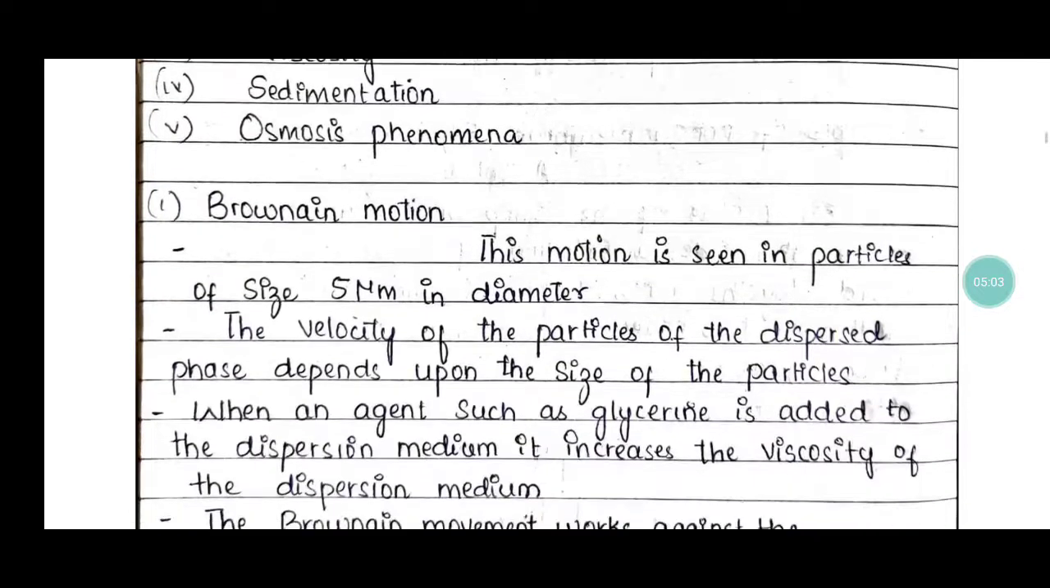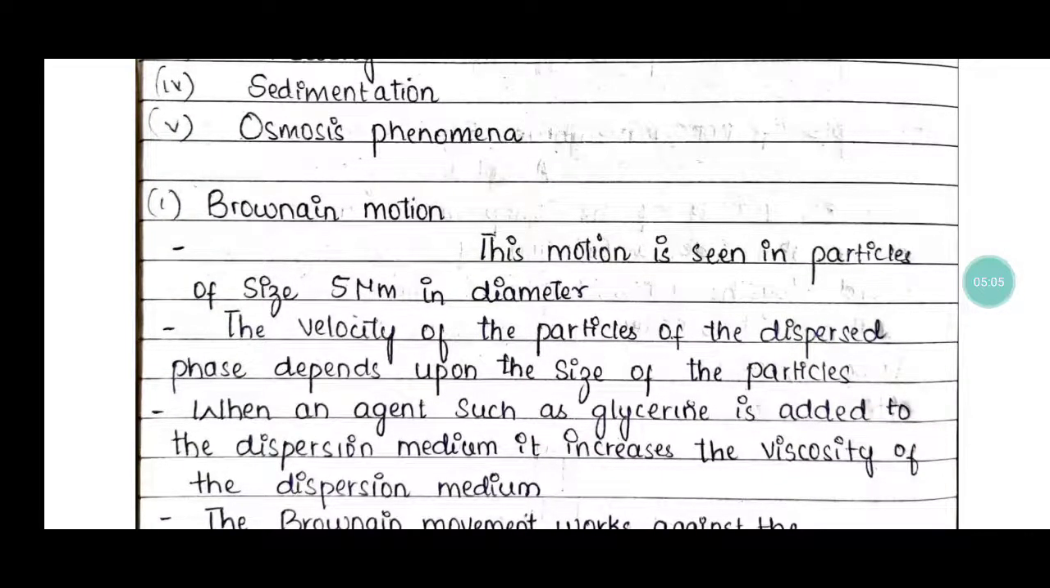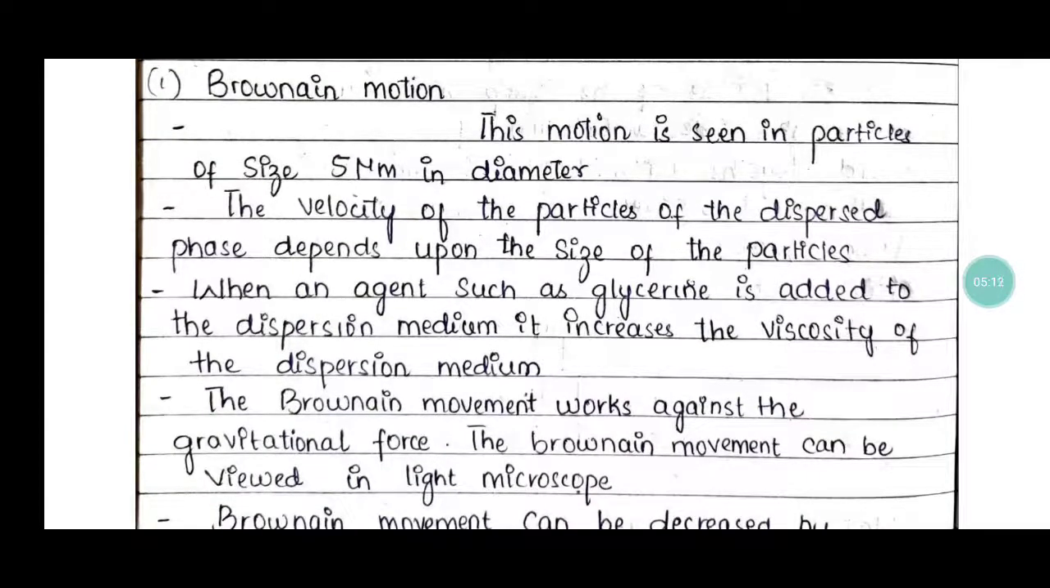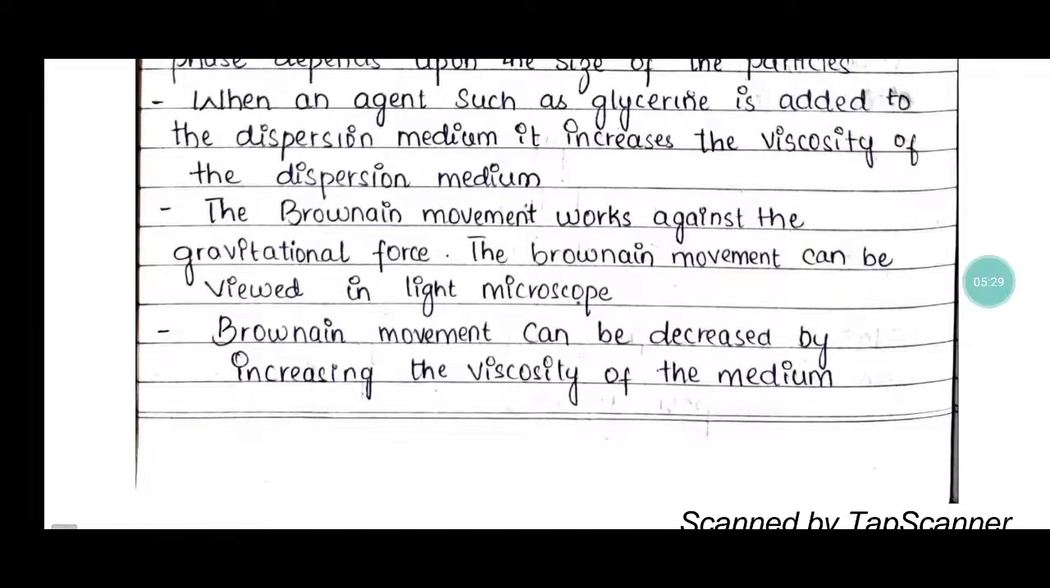This motion is seen in particles of size up to 5 micrometer in diameter. The Brownian movement works against the gravitational force, and it can be viewed in light microscopes. The velocity of the particles of the dispersed phase depends upon the size of the particles, and the Brownian movement can be decreased by increasing the viscosity of the medium.